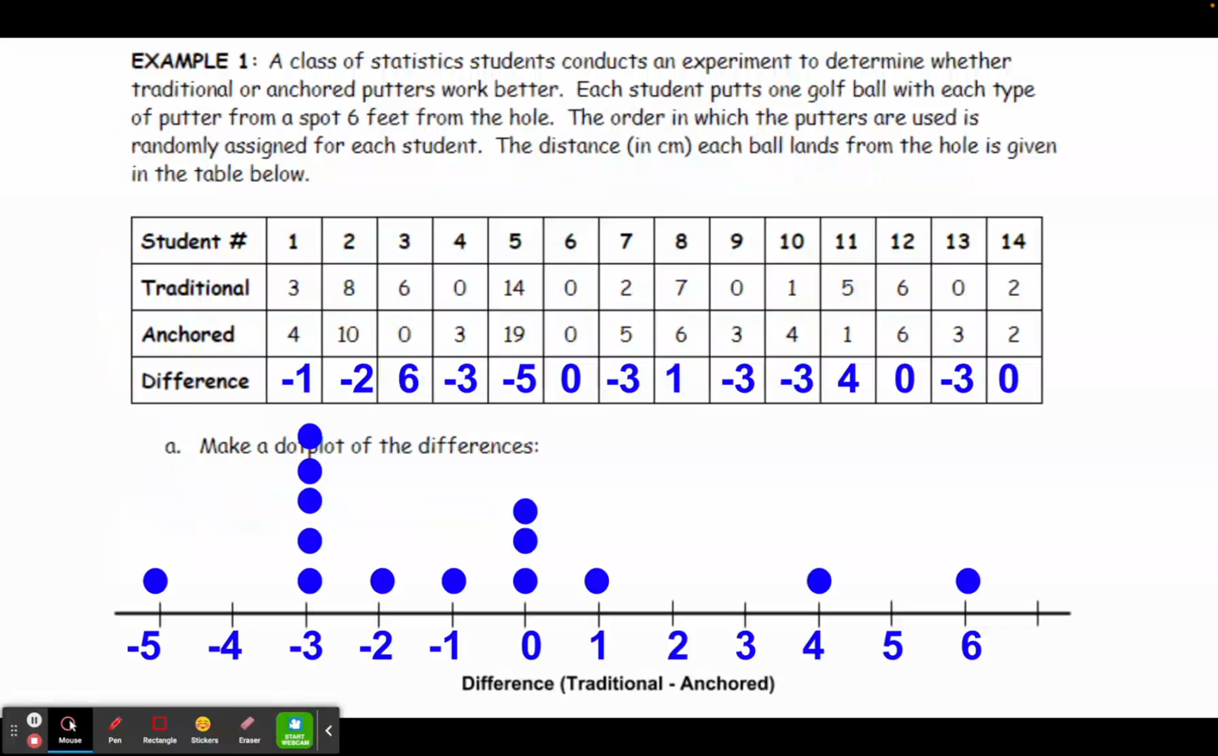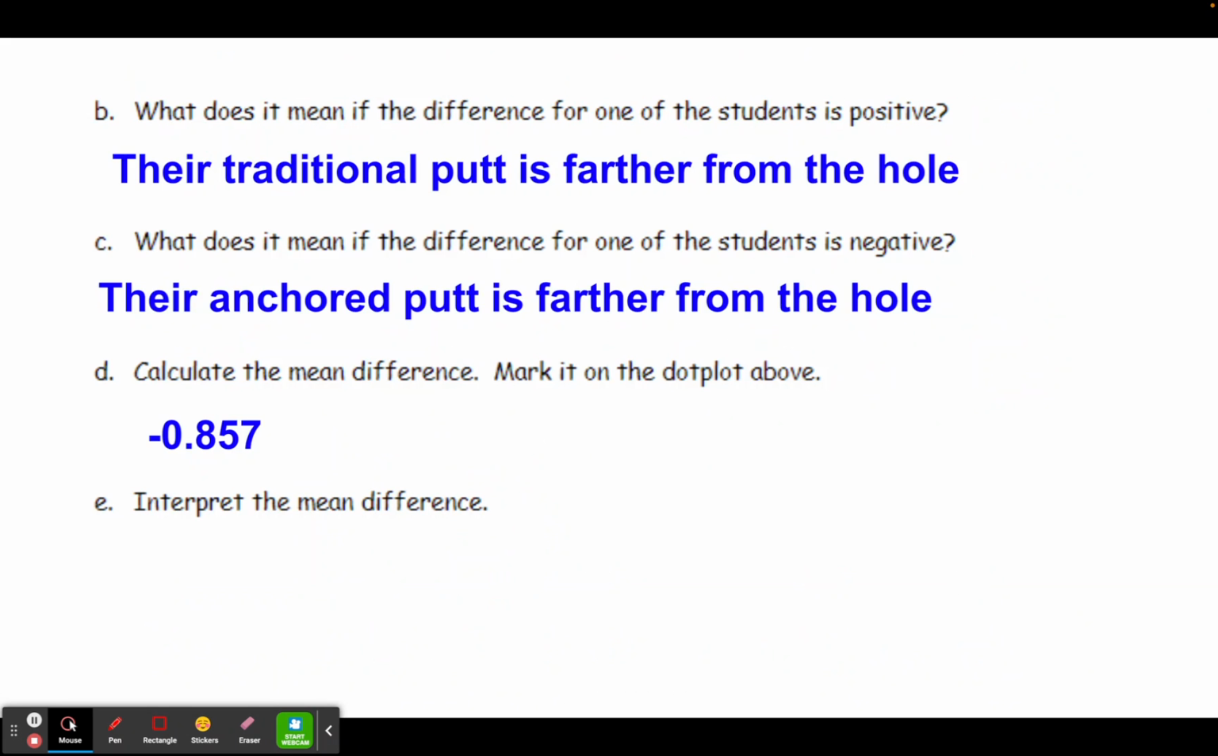And it says to mark that on the dot plot. So we'll go back to our dot plot. Negative 0.857 is right about there. And the fact that that mean difference is on the negative side is important to us, because when we end up with a negative difference, that means that the students were closer with the traditional putter. Or in other words, the anchored putt distance was farther away.